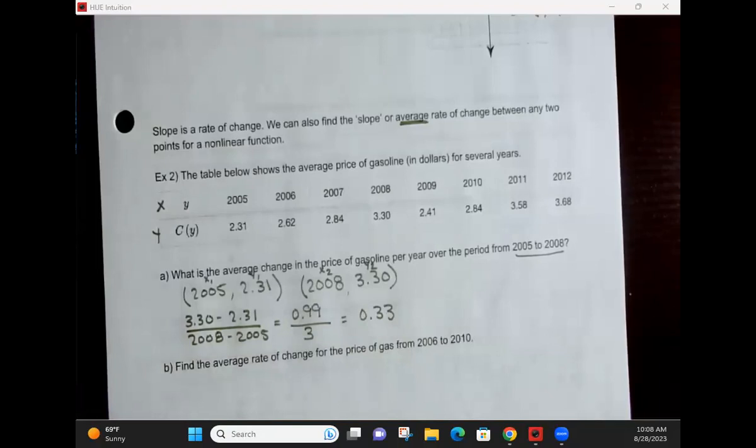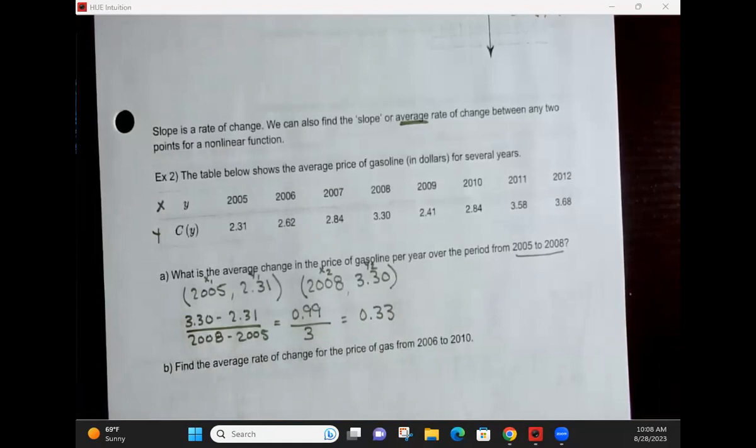Now, since we're dealing with money here, if this didn't come out to a value that made sense for money, we would have to round to the nearest penny. In this case, we're just fine. It came out to 33 cents. Now let's talk about what this means. So the average rate of change is 0.33.